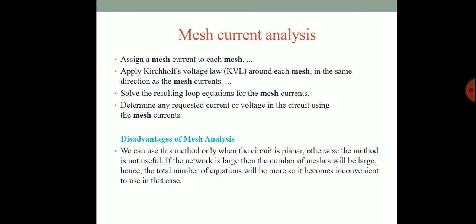Now, the following are the steps of mesh current analysis. Step 1: assign a mesh current to each mesh branch. Step 2: apply Kirchhoff's voltage law around each mesh in the same direction as the mesh current. Third, solve the resulting loop equations for the mesh currents. And fourth, determine any requested current or voltage in the circuit using the mesh currents.